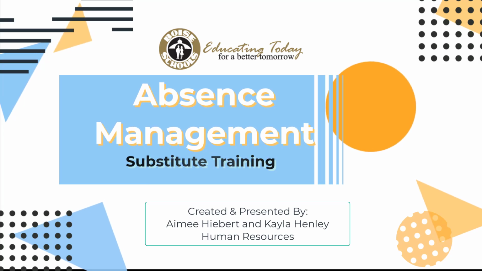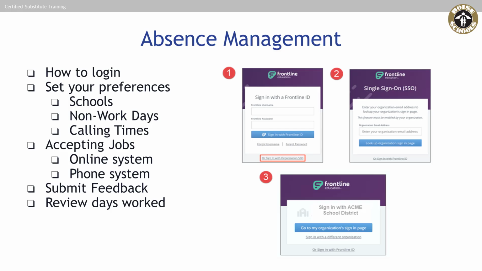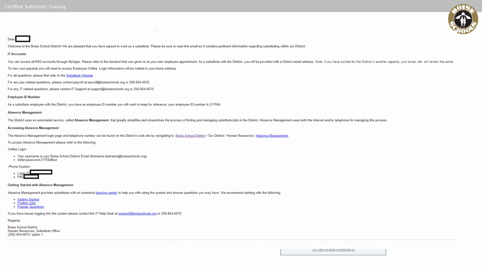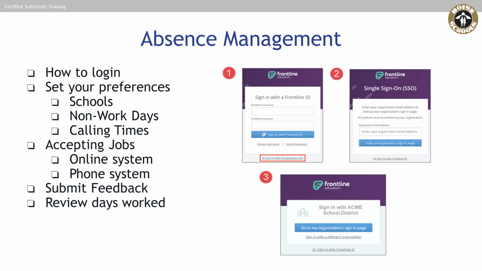In this section of your training, we will give you a tutorial on navigating the absence management system. By now, you should have received your welcome letter email from Absence Management. This indicates that you are active and can begin to substitute. We will go through a brief tutorial to show you how to log in, accept jobs, and update your preferences.